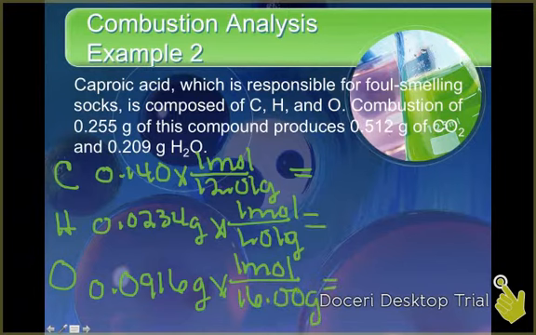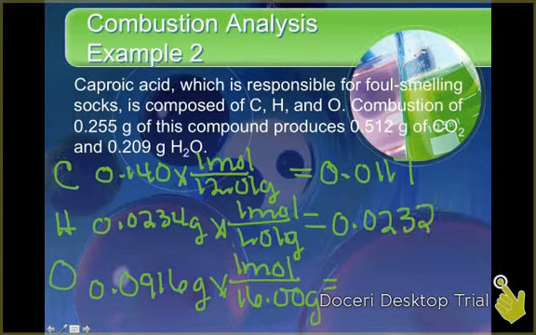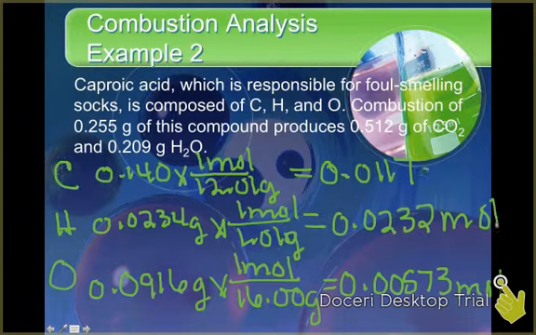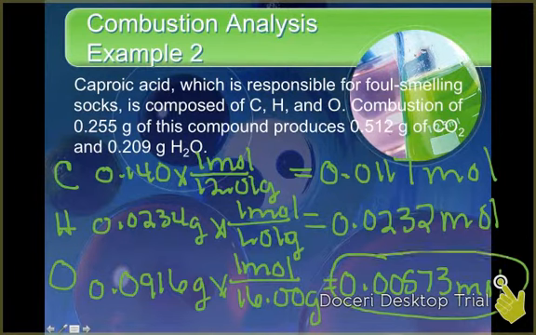If you do the math for carbon, you should get an answer of 0.0117. For hydrogen, you should get an answer of 0.0232. And for oxygen, we should get 0.00573. Now, to figure out the next part, we have to find our smallest mole amount. If we look at the three mole amounts, we see that oxygen is the smallest.